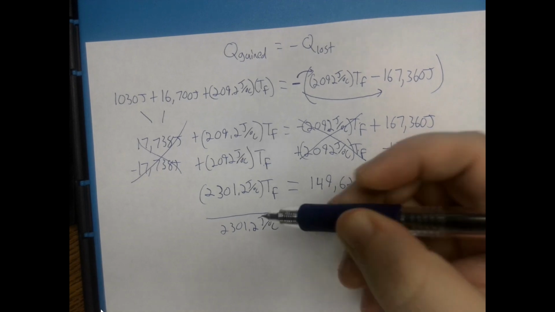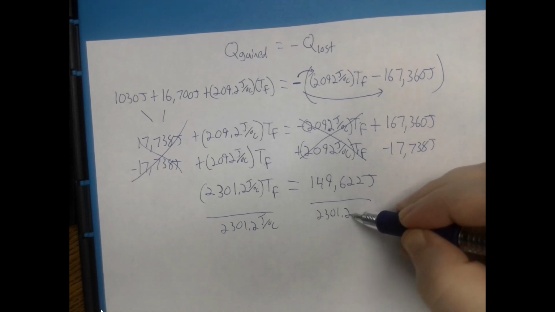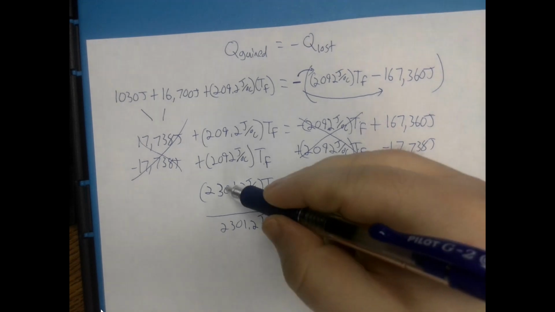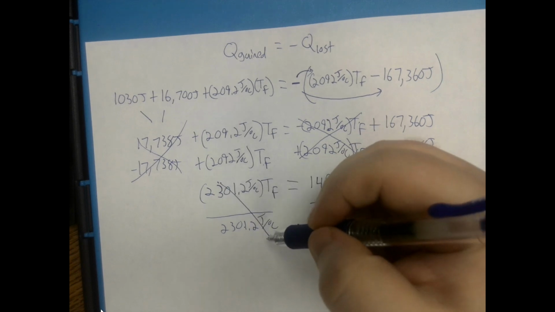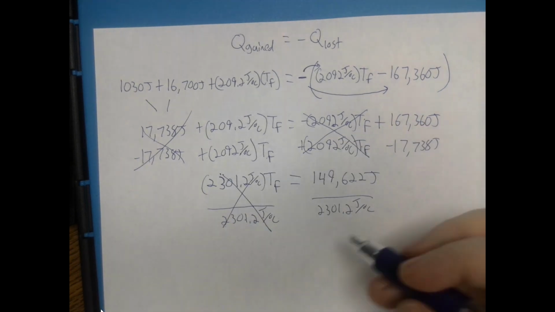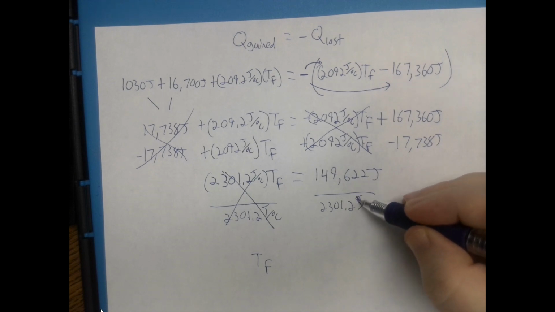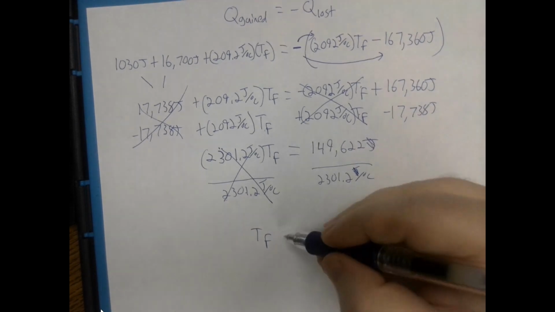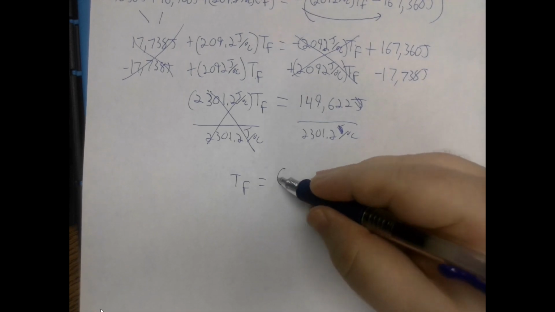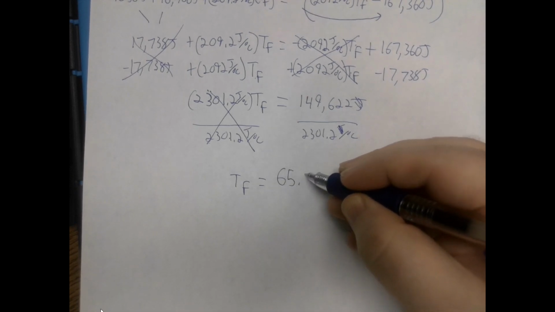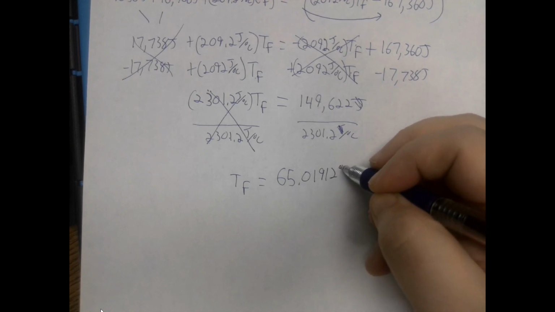Again, just algebra. This divided by itself is 1. 1 times TF is just TF, so this cancels. And so we have TF, a joule divided by a joule cancels, and we're left with degrees Celsius. And so I get a final temperature of 65.01912 degrees Celsius.